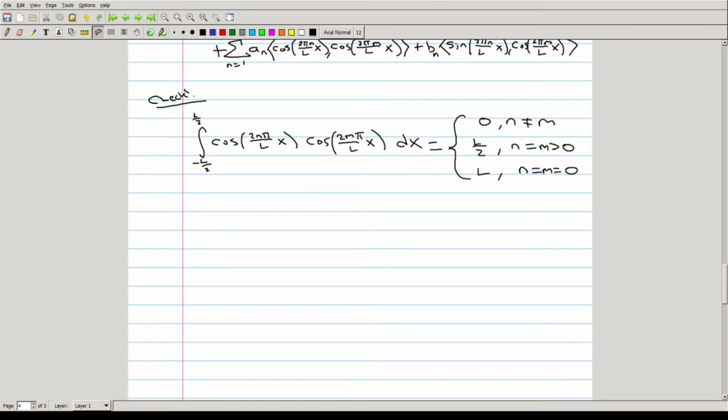Likewise, we can go through and calculate the sine times cosine inner product, which ends up being the integral over one period of sine of 2 pi n over L x times cosine of 2 pi m over L x.